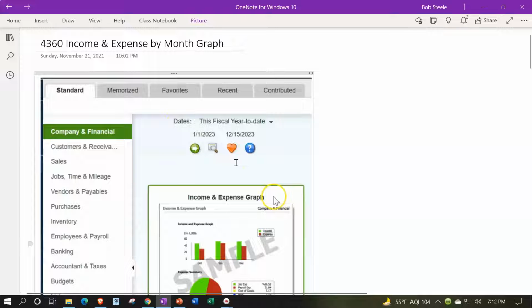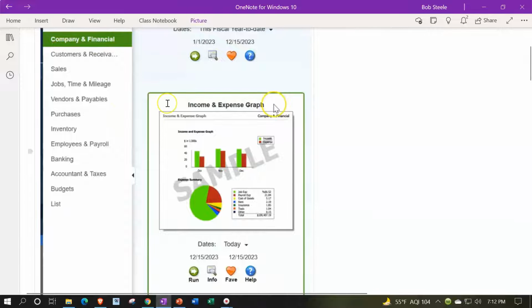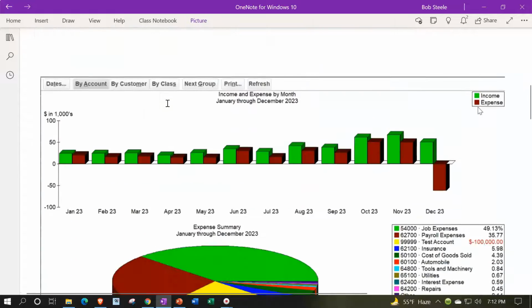Closing the icon on the left-hand side, we're looking at more graphs, which you can find by going to the Report Center, Standard tab, Company and Financial. Scroll down until you see the graphs. We're looking at the income and expense graphs here.